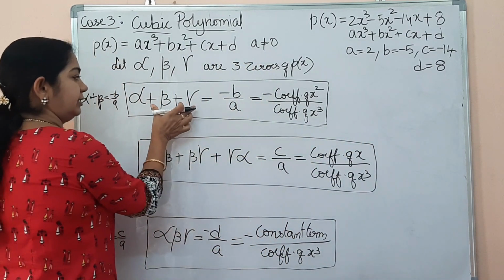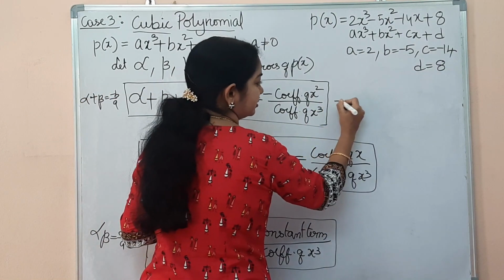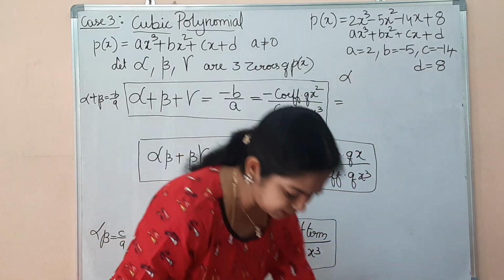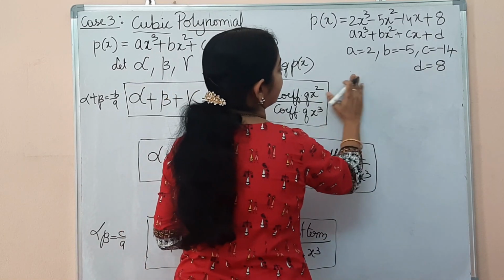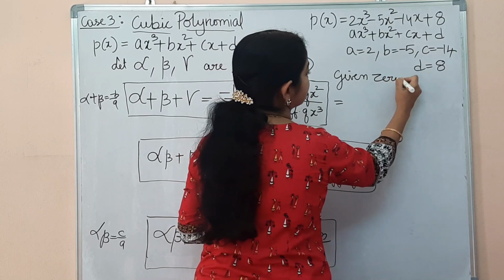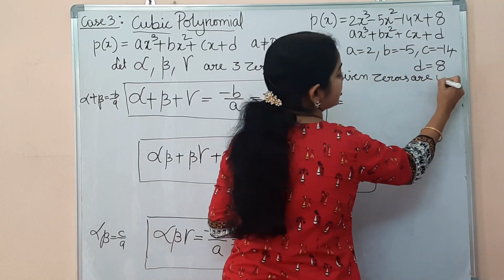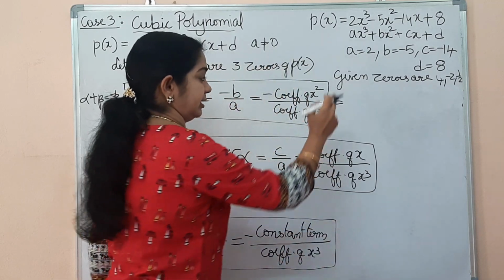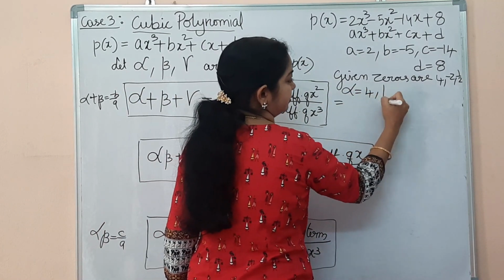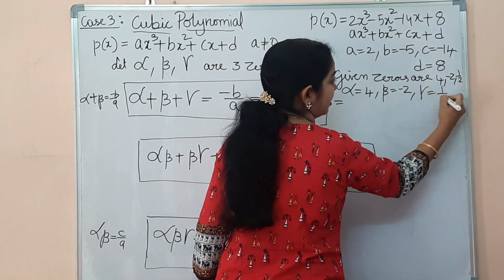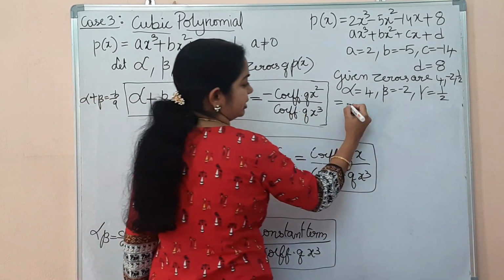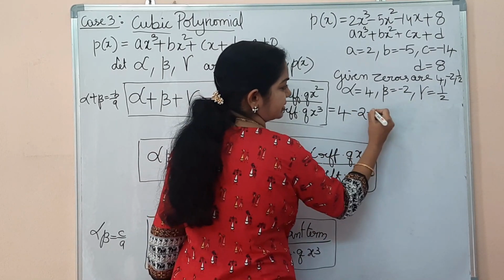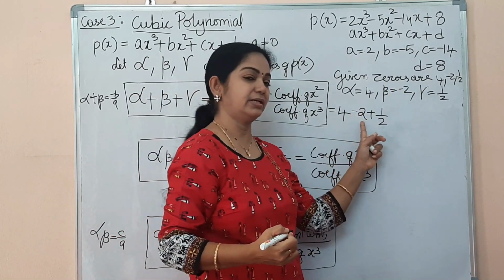Now, we will find the sum of the zeros here, alpha plus beta plus gamma. All three zeros given in your textbook are 4, minus 2 and half. These are the given zeros for the polynomial p of x. That means alpha is 4, beta is minus 2 and gamma is half. Now, the sum of the zeros is 4 minus 2 plus half.